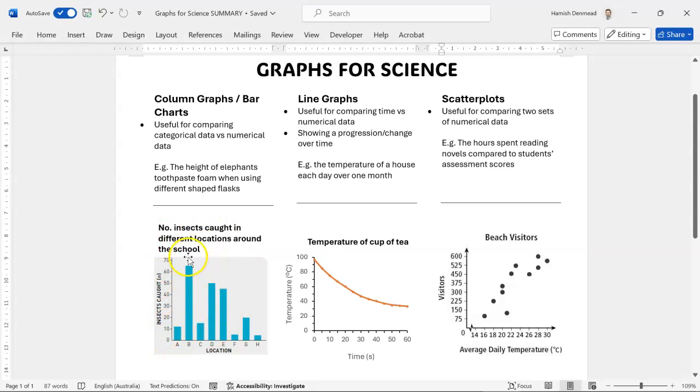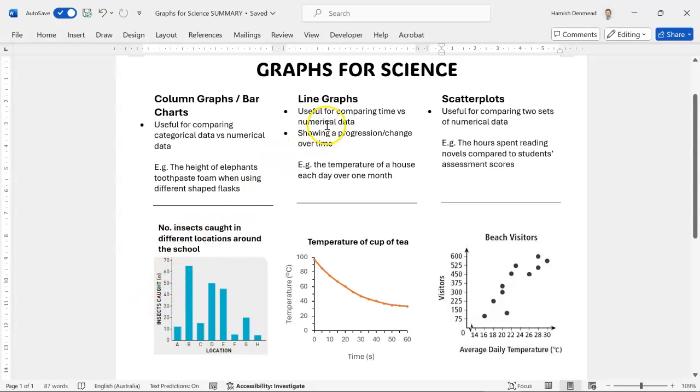Here's another example. Some students have surveyed the number of insects they could catch in different locations around the school. So the locations are along the x-axis and they're our categories. And then the number of insects caught is our numerical data on the y-axis.